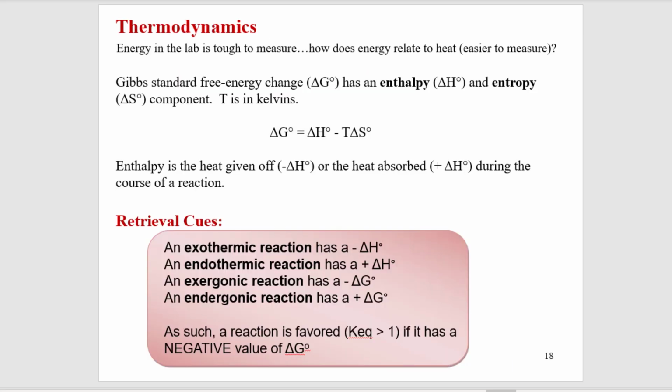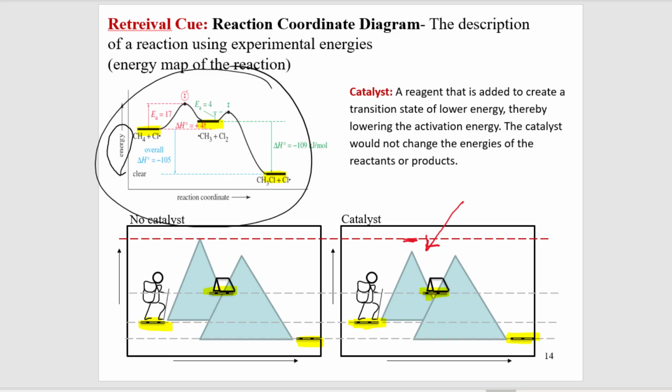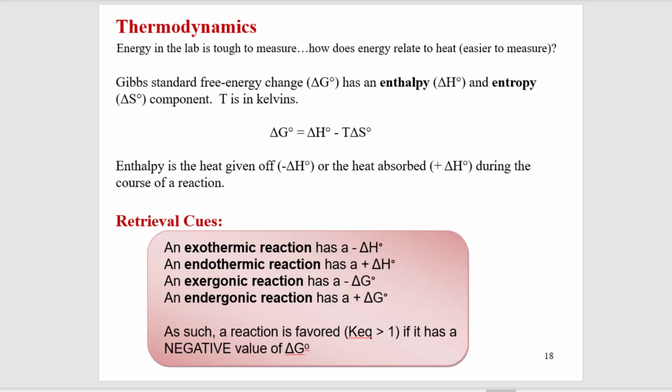Okay, so what you'll notice also is that I've now related KEQ, favoring the products, to delta G. Favoring the products means a negative delta G. That's what we saw in that previous slide. But I also want you to recognize that when we were looking at these energy coordinate diagrams, delta G wasn't mentioned over here. We did see delta H. So I want to relate how delta G and delta H are related to each other.